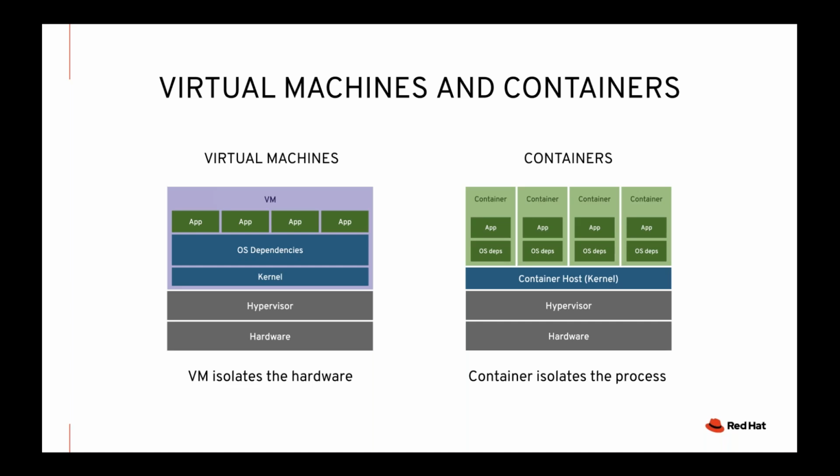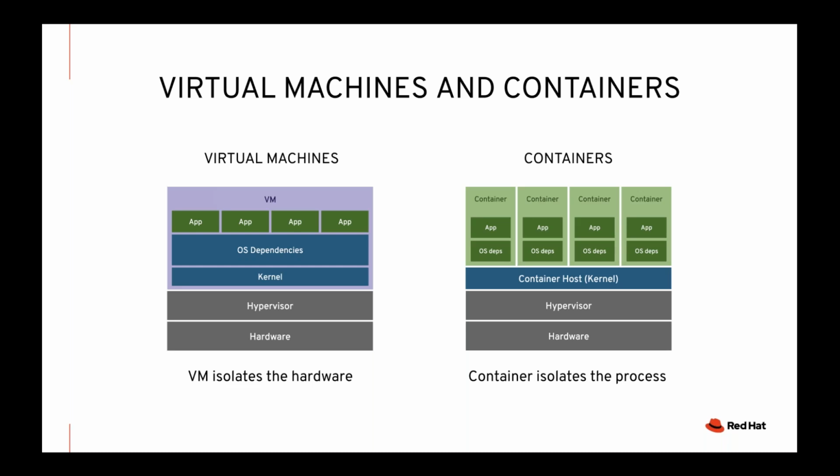That was a huge step forward from the way things were being done, but it didn't really address certain issues, right? Virtual machines are isolated from each other, but the applications themselves are not. And so if you look here on the left side, you see what a typical virtual machine looks like, right? We have our underlying hardware. On top of that sits a hypervisor. So if you're using Red Hat technology, that might be Red Hat Virtualization. And then on top of that sits the virtual machine. And inside of that virtual machine, you have your kernel, you have your OS dependencies, and then you have each of these applications sitting on top.